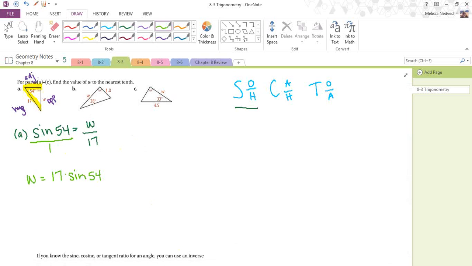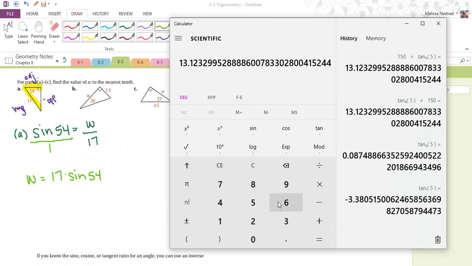Okay, and you need a calculator. You're not able to do these in your head. So make sure that you have a calculator. If you don't have one, find one, Google it, find it on your computer.